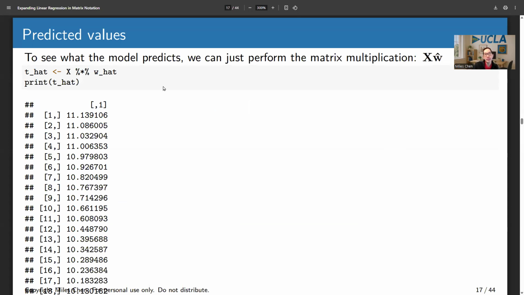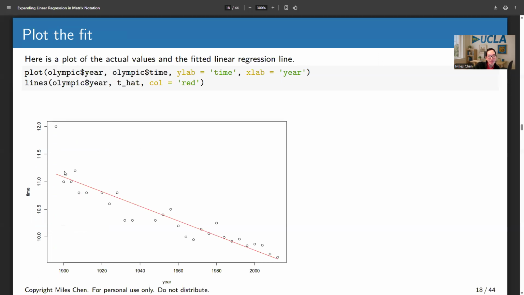And similarly, we can do X times our fitted coefficients, X times W hat, to get our predicted values. And what we see is, each year, or every kind of 4 years, we see the predicted time drop by around 0.05. Or I don't know, let's see. No, a little bit less than that, right? Drop by something. And so that's what we see here. Okay, so this is the fitted line, as far as the linear regression line goes.